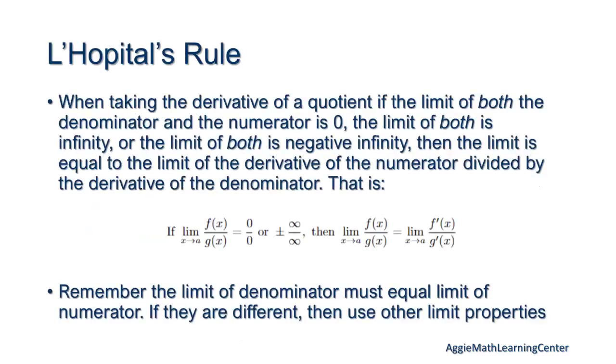Alrighty. Then we're going to start going over L'Hopital's rule. This is when we're taking the derivative of a quotient, and if the limit of both the numerator and the denominator is 0 over 0, infinity over infinity, or negative infinity over negative infinity, then the limit is equal to the derivative of the numerator divided by the derivative of the denominator. Remember that the limit of the numerator and the limit of the denominator need to approach the same value, or else we'd have to use different limit properties.